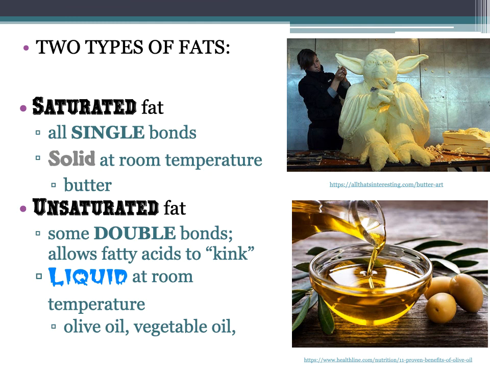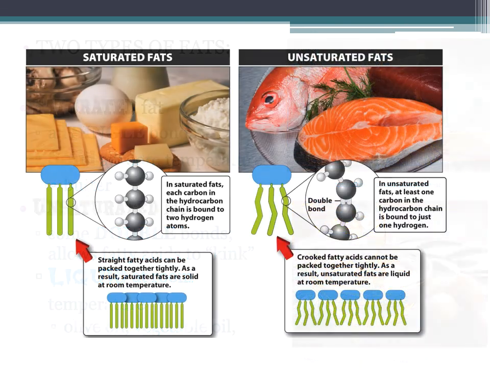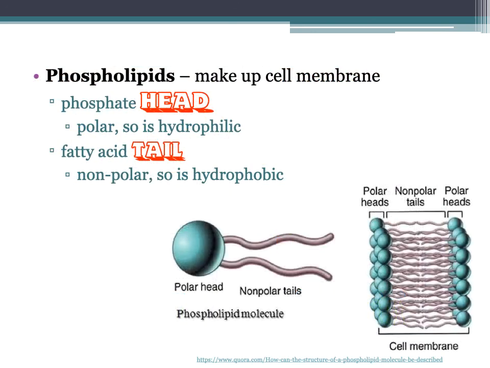For us, what do you need to know? That there are 2 main types of fat, saturated and unsaturated. Saturated are all single bonds and they're solid. There's a whole bunch of S's there. That's your mnemonic device. Unsaturated fats have some double bonds. These guys are liquid at room temperature, like olive oil and vegetable oil. Again, here's another picture of your saturated fats, which tend to be solid at room temperature, and your unsaturated fats, which should have a picture of oil there, but they don't have one.